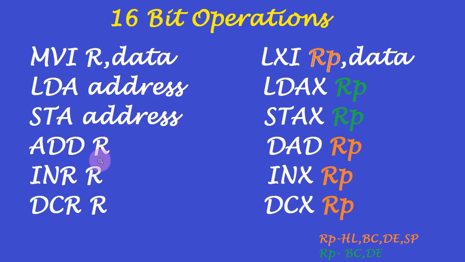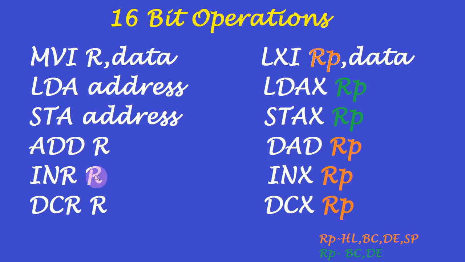Now ADD r is a command which will add the data in the register r, which can be any of the registers A, B, C, D, E, H, L or M, to the accumulator and store the result in the accumulator. The equivalent command for 16-bit operations is DAD, and it will add the register pair, which is in orange here, that is HL, BC, DE and SP, to HL and store the result in HL again. So HL is the register which will store the results of operations on 16-bit data.